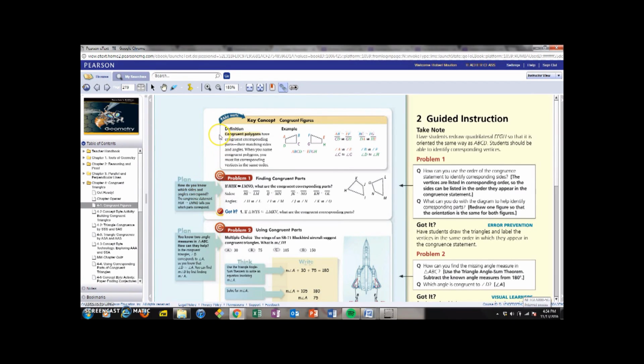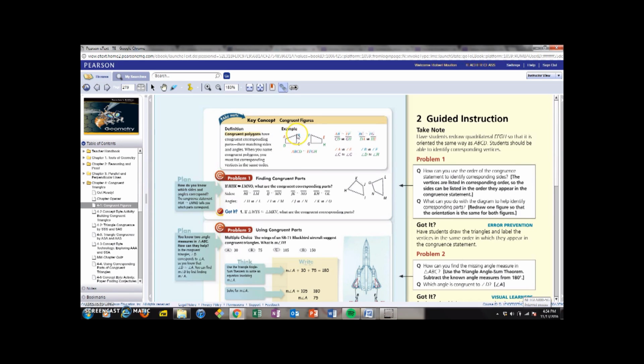Our key concept here is that congruent polygons have congruent corresponding parts. So all that means is really if you have a 12-inch ruler and then another 12-inch ruler and they're congruent, all the lengths would be the same. So now we're talking about polygons here.